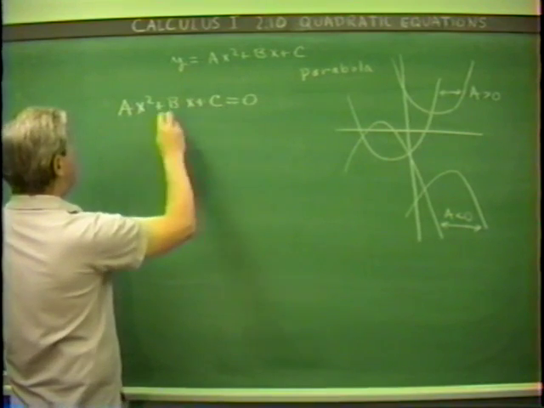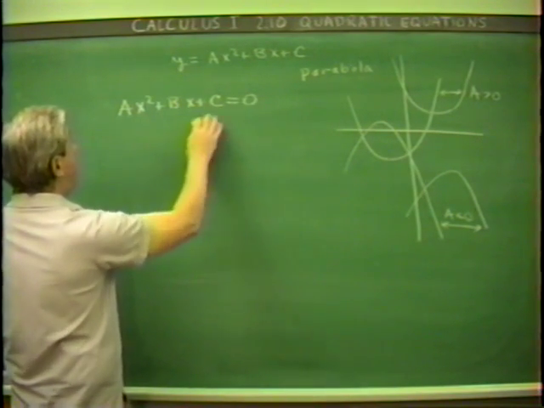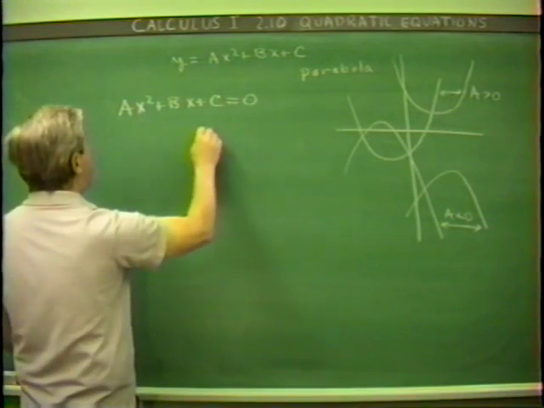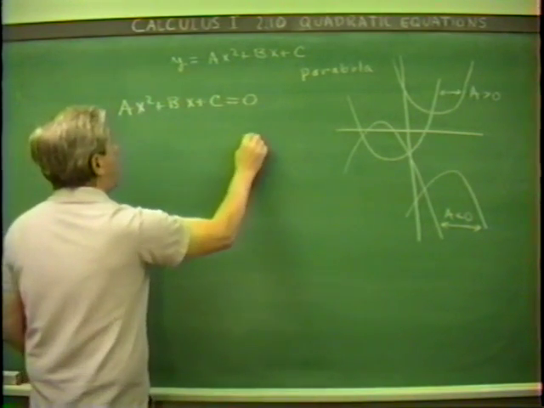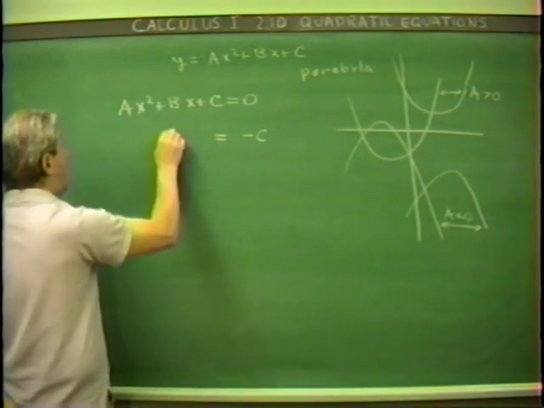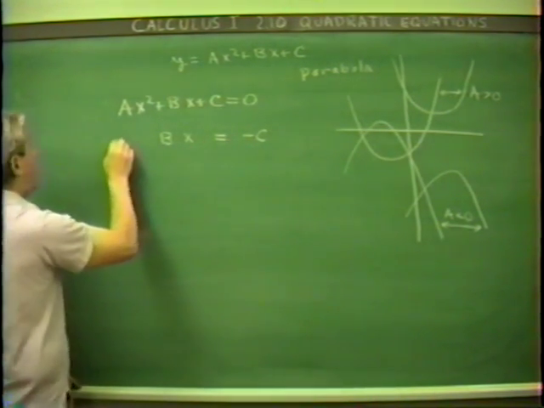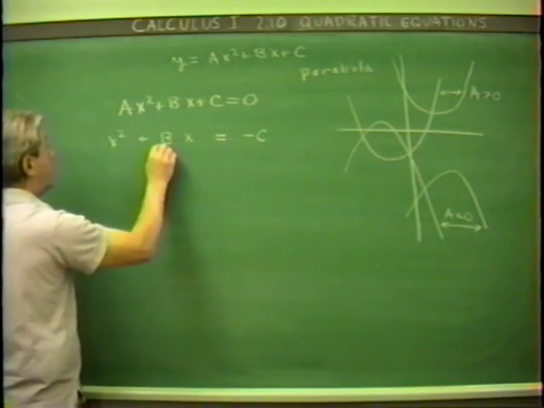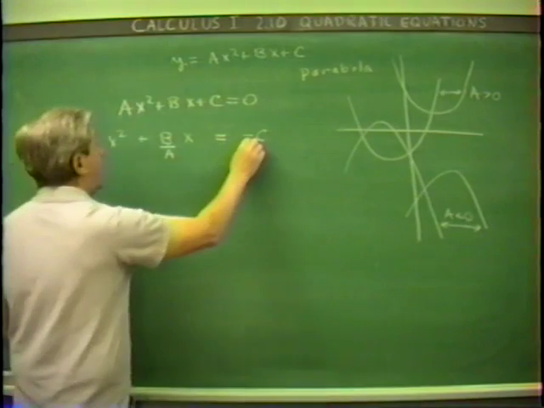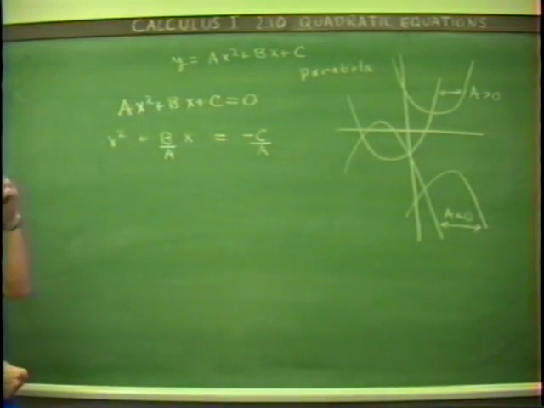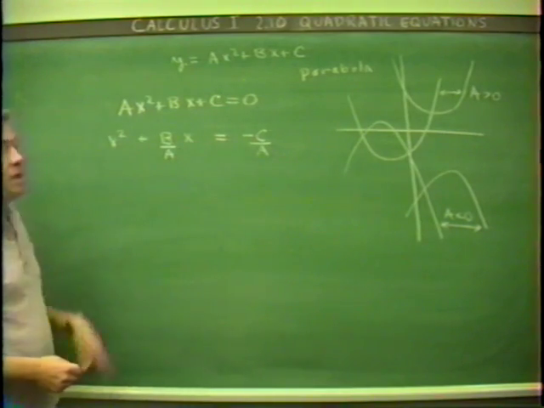To solve this, I want to first of all subtract c from both sides and divide everything by a, so that I'm going to get minus c over a is equal to, I have bx and I have ax squared, and I want to now divide by a, so I have x squared plus b over a x. Now what I wish to do is to complete the square of the left-hand side and make this a perfect square.